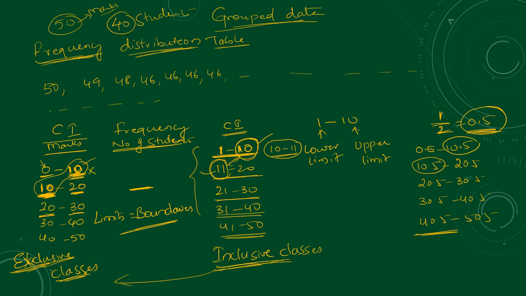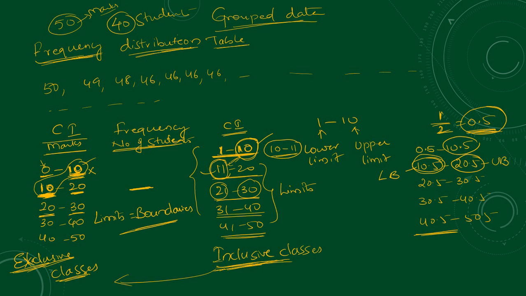Whereas for inclusive classes, these are nothing but limits. This is the lower limit, this is the upper limit. Whereas this 10.5 is called the lower boundary, this 20.5 is called the upper boundary. So a new word you need to remember: lower limit and upper limit, lower boundary and upper boundary, right?